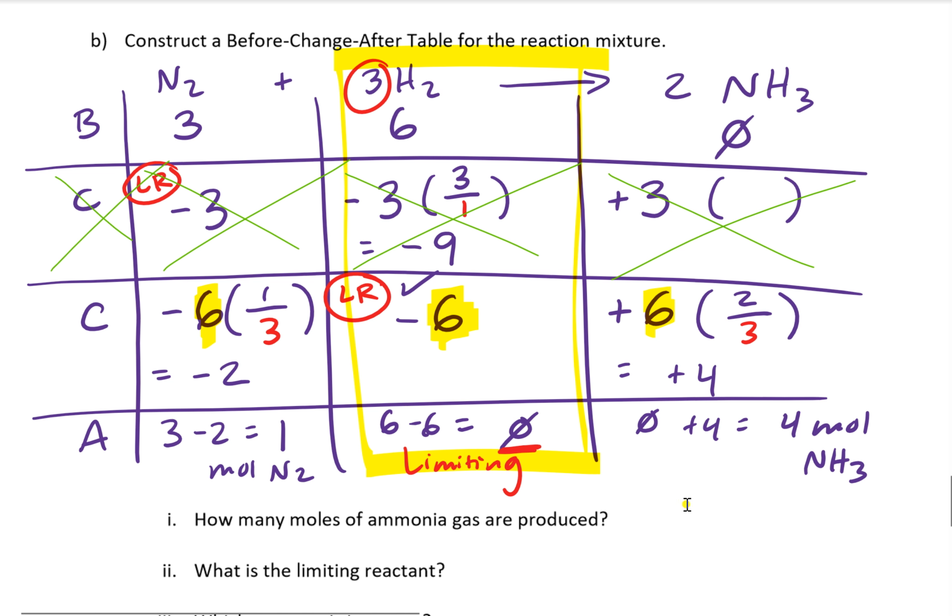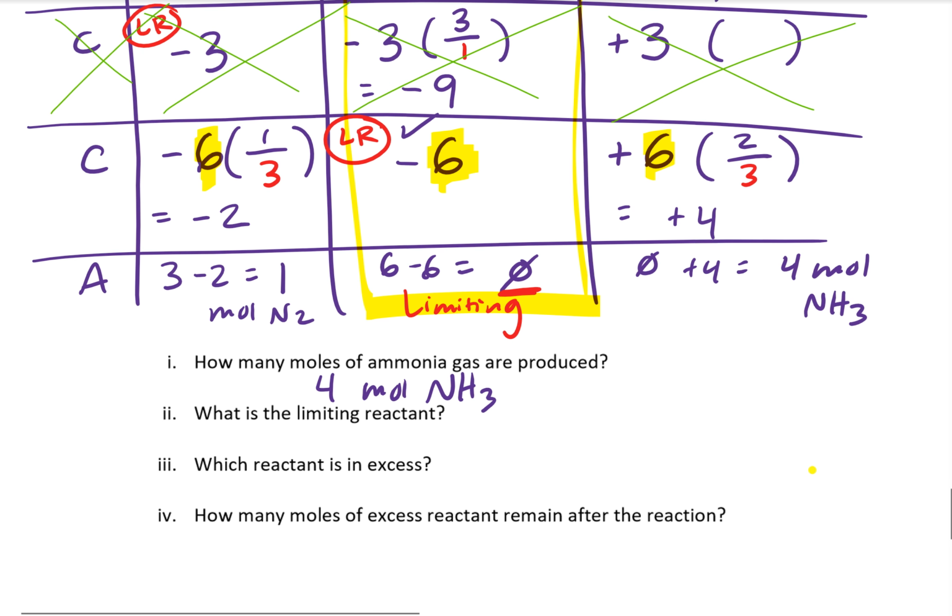So reading our BCA table, how many moles of ammonia gas are produced? Go to your after, go to your product. 4 moles of ammonia are made. Your limiting reactant is hydrogen. Your excess reactant is nitrogen. And according to your BCA table, 1 mole of nitrogen remains after the reaction. 1 mole of nitrogen does not react.